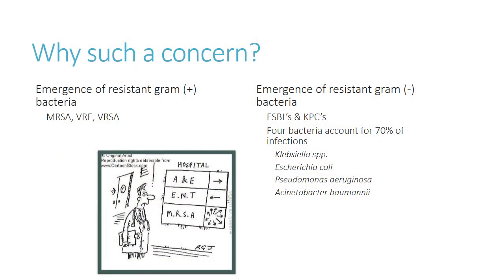So why is this such a concern? We're seeing a lot of resistance coming up, especially with gram-positive bugs. So this is things like MRSA, which is methicillin-resistant Staph aureus. We also have things like vancomycin-resistant Enterococcus. So vancomycin, we'll learn, is a very, very potent gram-positive killer, but you have some bugs that are even resistant to that. You have VRSA, which is vancomycin-resistant Staph aureus. That's even worse, right? Because now you have Staph aureus that's resistant to almost everything. And so the problem is that as you get more and more resistant bugs, the number of drugs you can use to treat that infection goes down pretty precipitously, right?